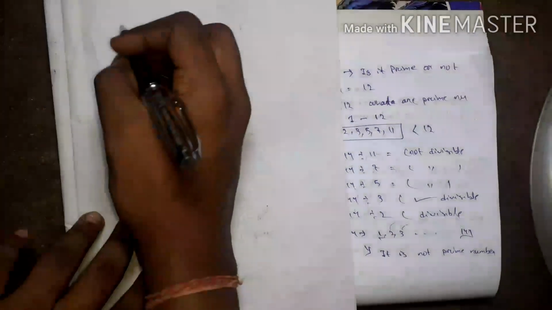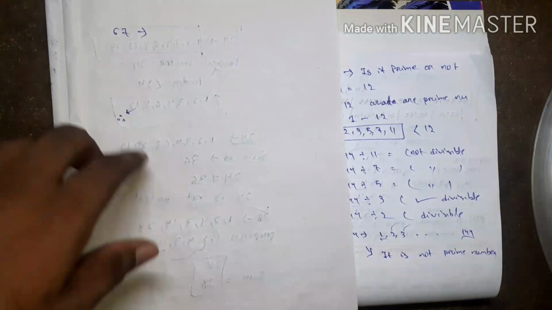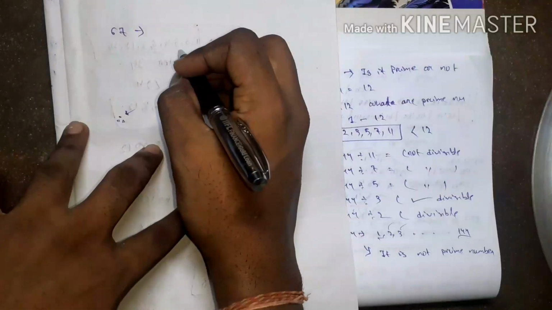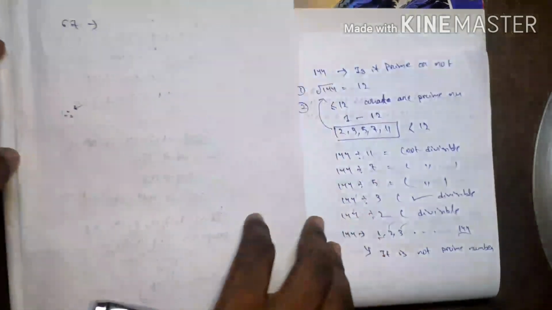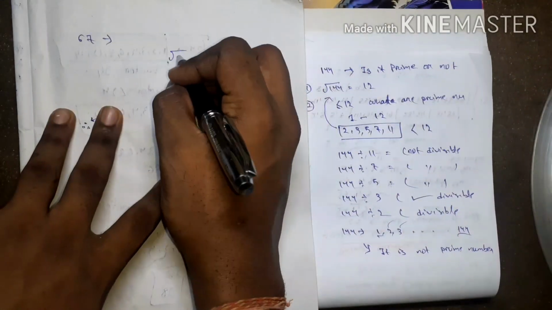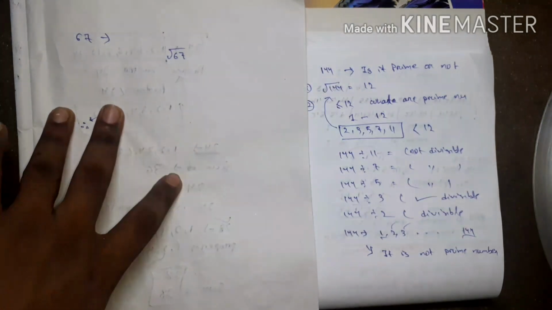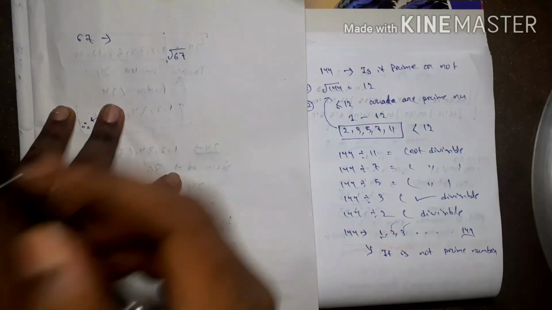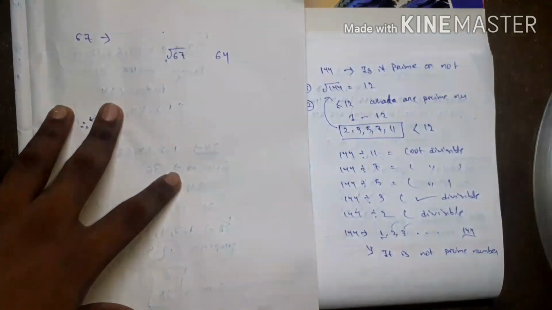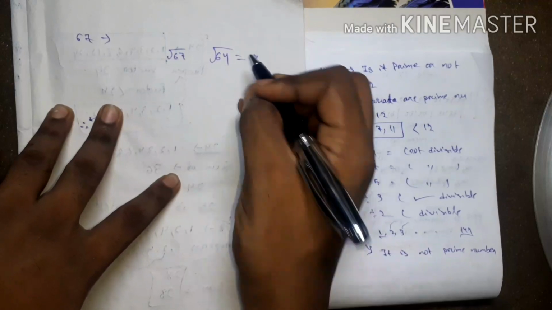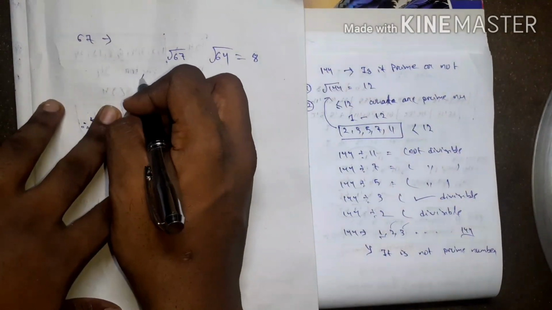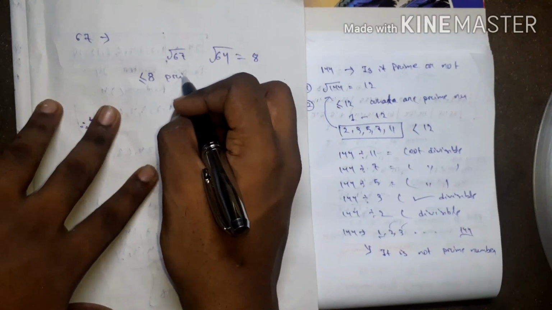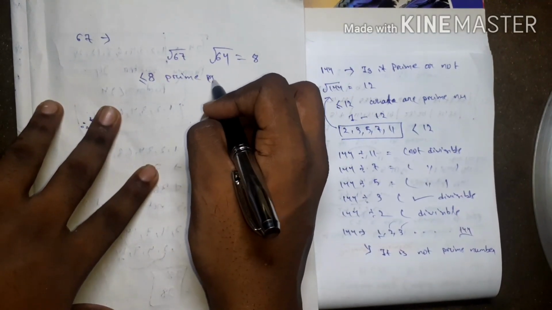Let's take another example, 67. I have to find whether 67 is prime or not. What is the first step? The first step is the square root of 67. We don't know the root of 67, so take the nearest perfect square, 64. The root is 8. Then I have to find the prime numbers less than or equal to 8.